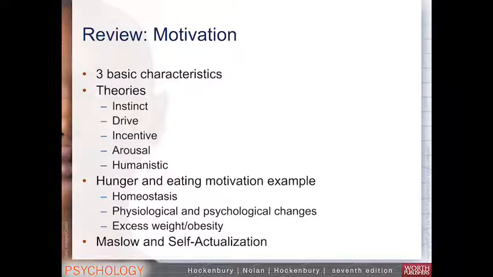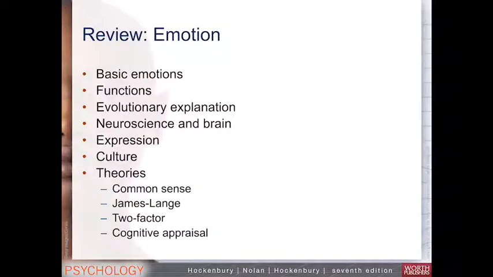This last slide here is just a review for you guys. We talked about two major different things here, motivation and emotion. And so I want you guys to use these slides to help you. This is the sort of outline that we talked about in terms of motivation, the characteristics involved in motivation, the theories involved, using hunger and eating as an example of motivation, as well as looking at Maslow and the self-actualization hierarchy of needs.